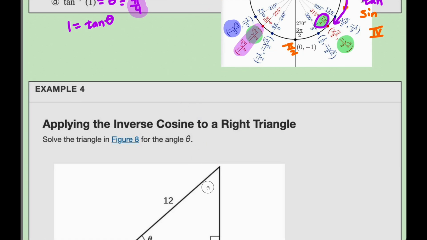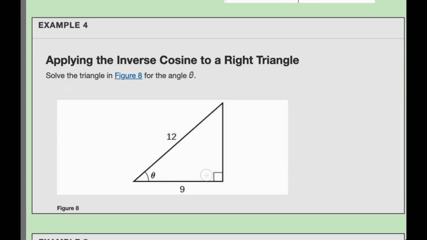Let's go further down the rabbit hole and showcase what inverse trig is really about when it comes to solving real world problems. So say you're designing a triangle like this, and you're trying to solve the triangle for angle theta right here. So we're trying to figure out what angle theta actually is here.